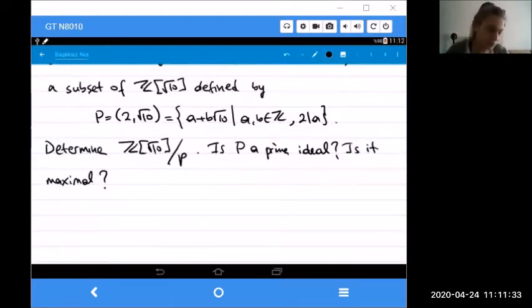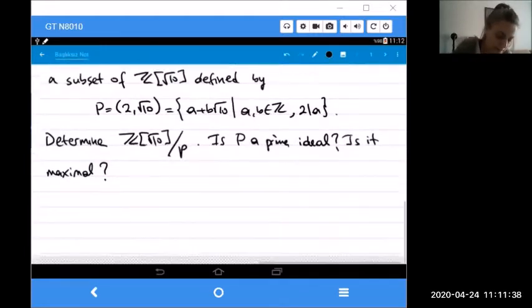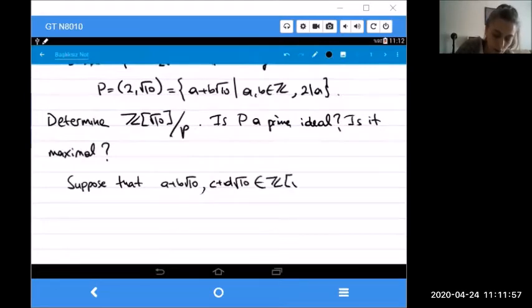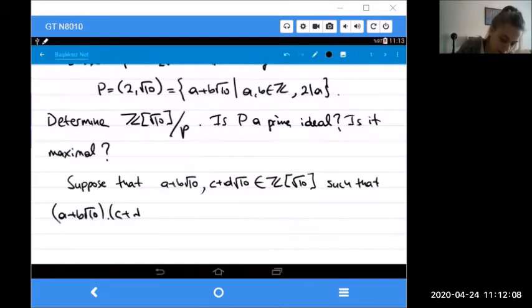Now, first, I'm going to show primeness. Suppose that A plus B root 10 and C plus D root 10 are elements of Z root 10 such that the product of these two, A plus B root 10 times C plus D root 10, lies in our ideal P.